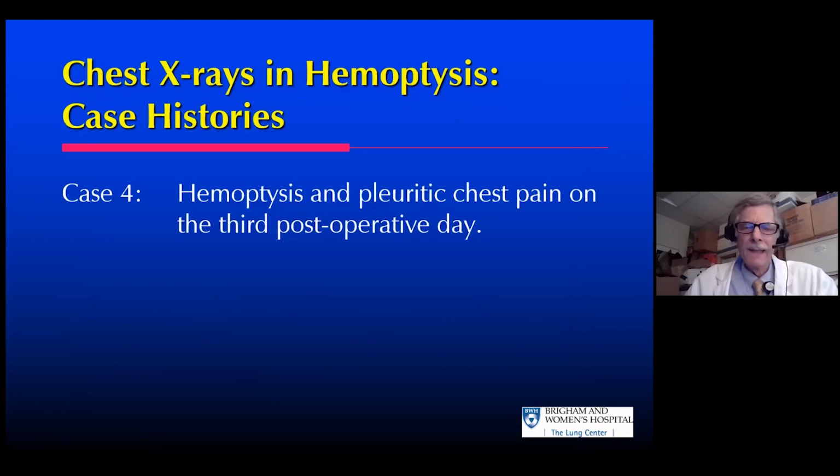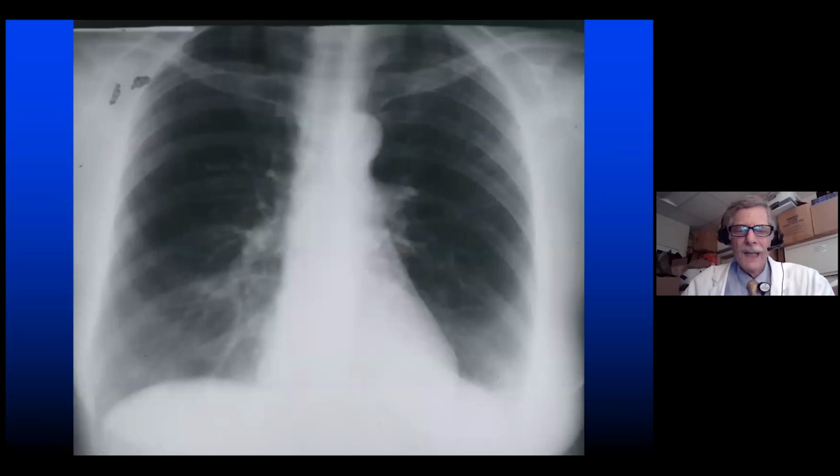Okay, last case. A patient with hemoptysis and pleuritic chest pain post-operatively. And here's the x-ray. Not much really, other than probably some blunting here of the left costophrenic angle. It would be clear on a lateral. The diaphragm on the left a little high compared to the right, so maybe there's some atelectasis behind the heart. And I point these out because, you're thinking pulmonary embolism.